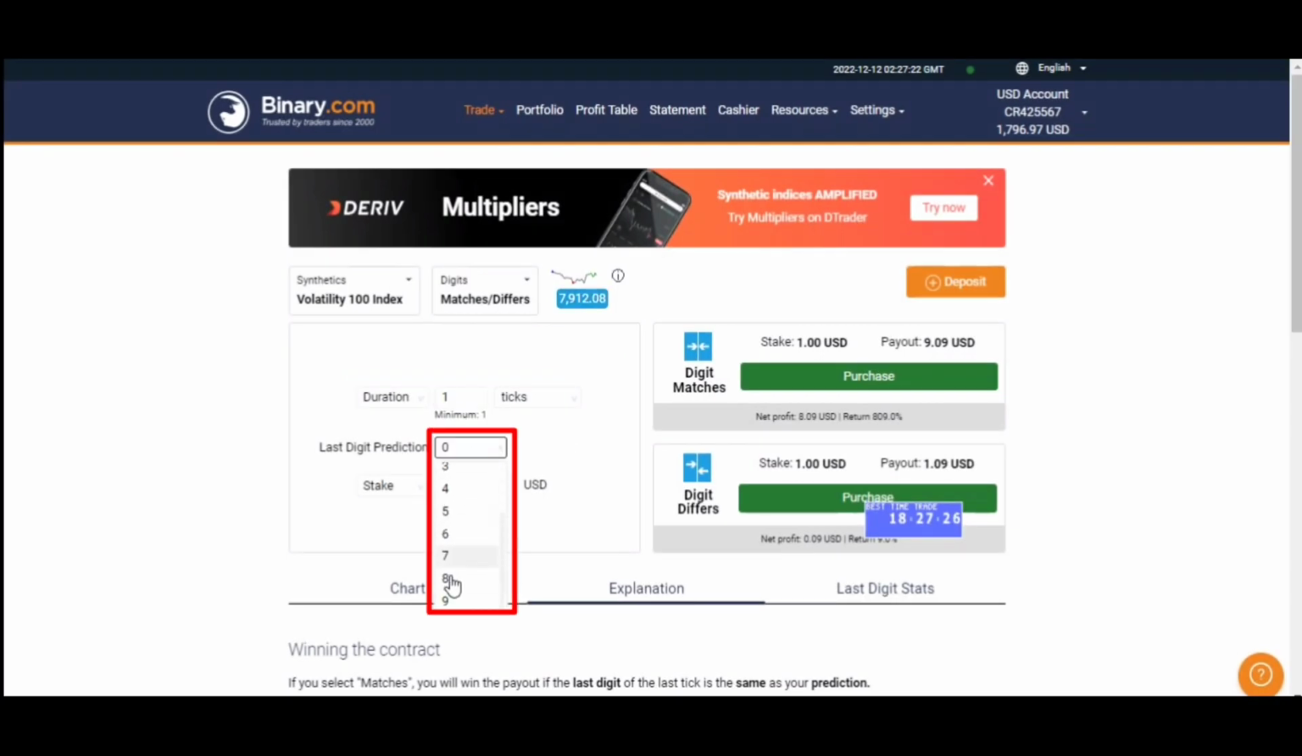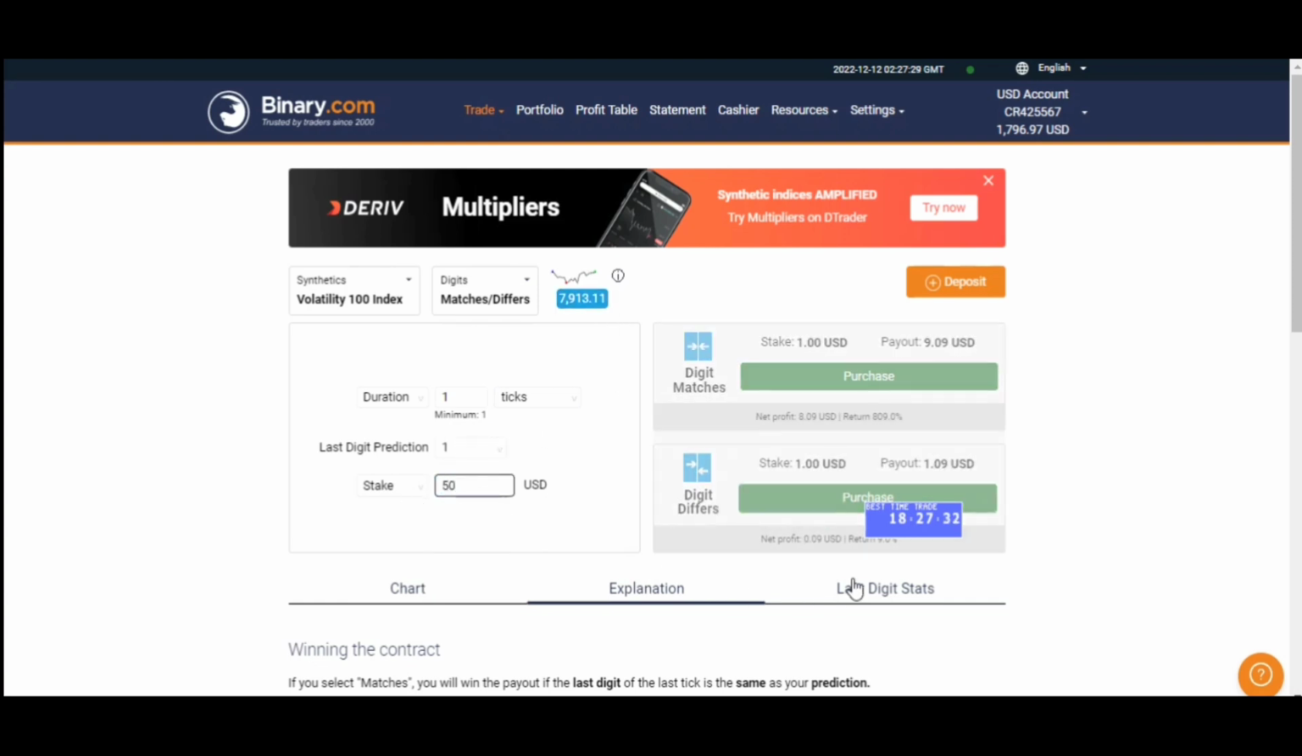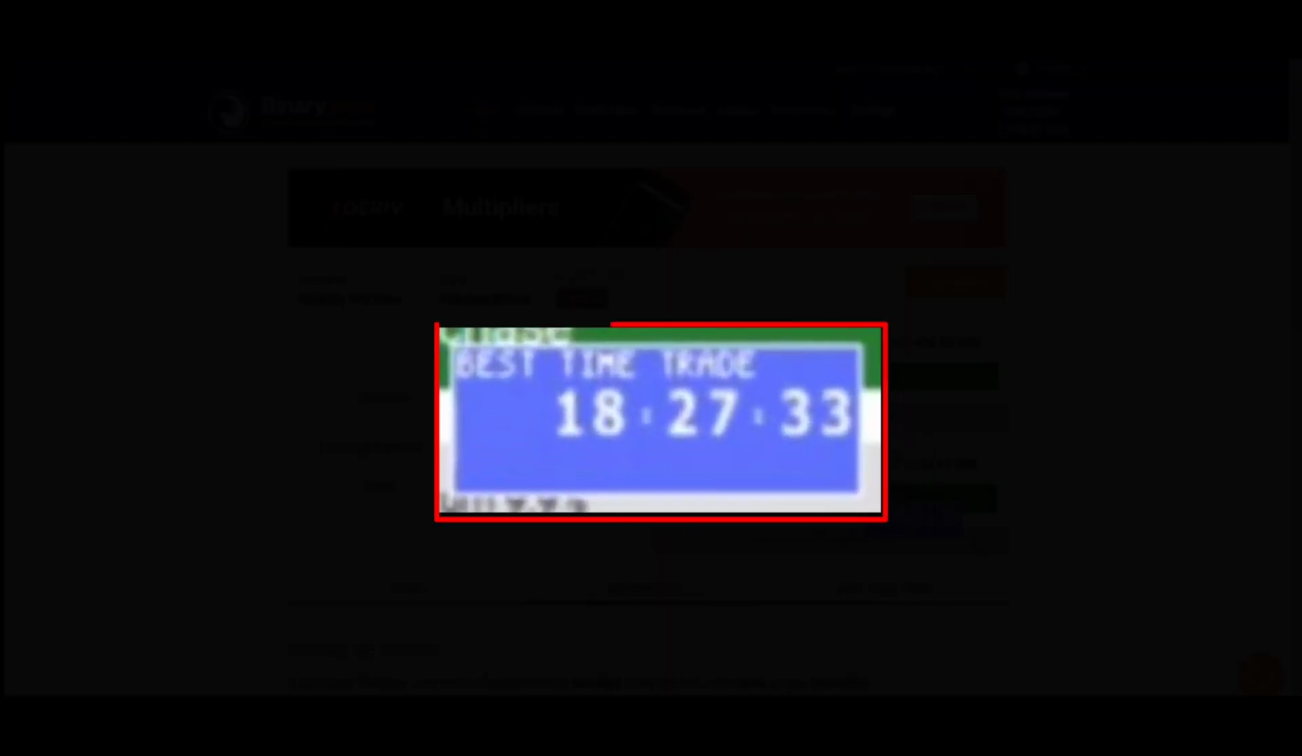These are all the last digit prediction numbers that you can use in this strategy. Start the analysis when the clock is at 00:30 seconds.